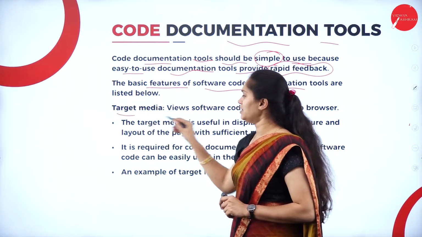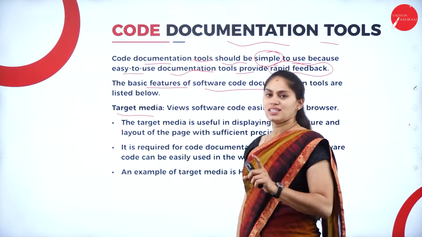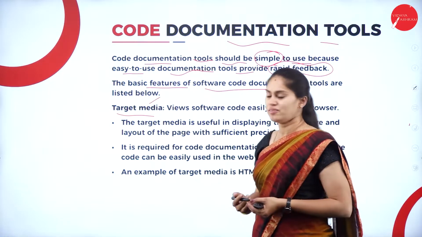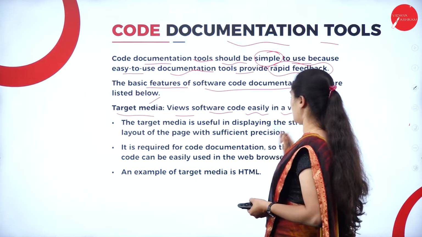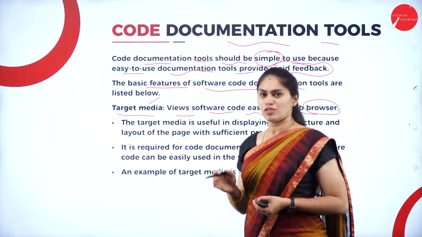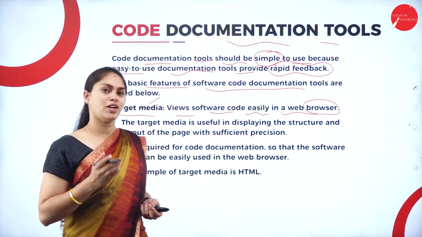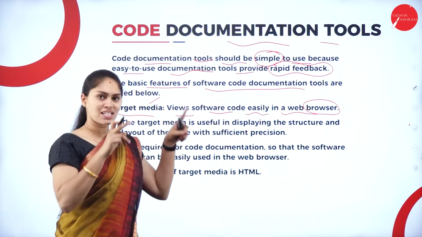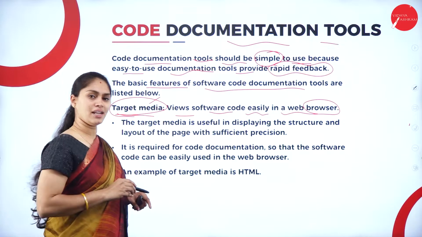So amongst that, the first one is related to target media. What is this feature all about? We'll see here: view software code easily in a web browser. We can view the software code or documentation in a web browser. In order to have that documentation as a web page in a web browser, it is necessary to have a feature called target media.